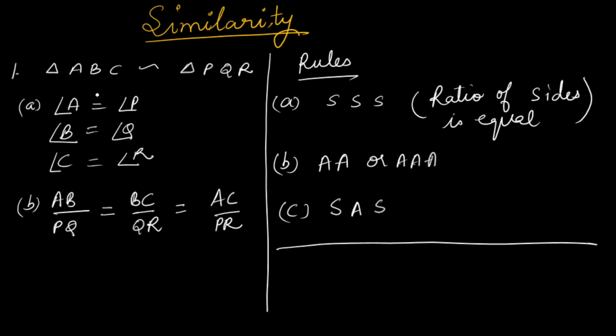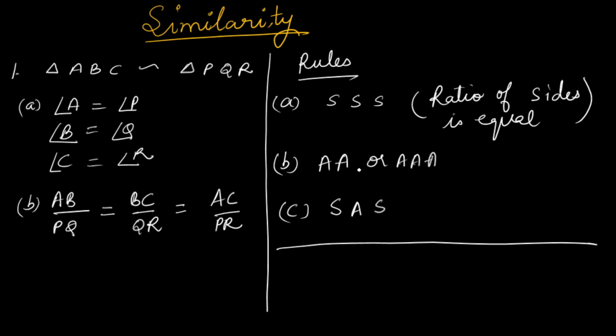And how to find corresponding sides? See, AB's corresponding side is PQ. BC's corresponding side is QR. So that's what I have written: AB by PQ is equal to BC by QR, and AC's corresponding side is PR, so AC by PR. So these results will always hold if two triangles are similar. The rules we have done.